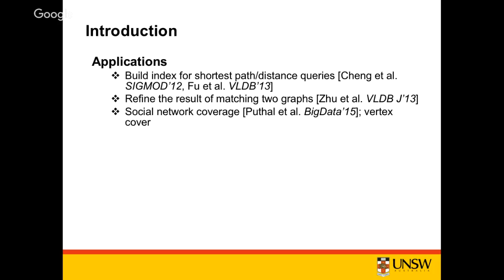This problem has application in building an index for shortest path queries and also in refining the result of subgraph matching on large graphs, and it can also be used for social network coverage, which is to compute the vertex cover. Actually, the vertex cover and the independent set are the same. The results just complement each other.